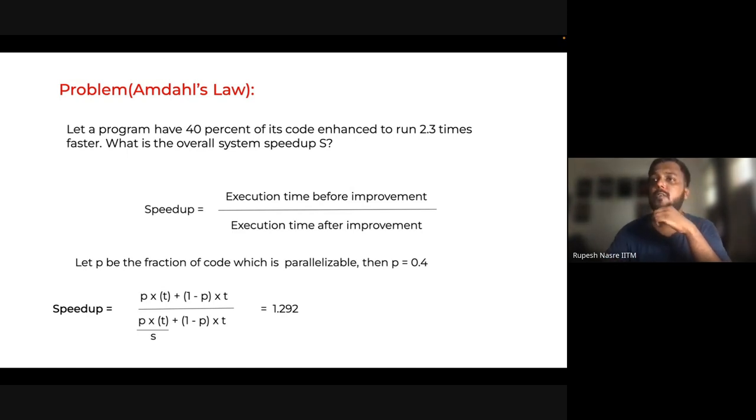Yep, exactly. What we have to do is calculate: the numerator will be the same. The denominator will be the fraction divided by the speed up of that GPU, and then again the fraction divided by the speed up. If we have n GPUs, we can do it with n. So we can generalize this with respect to n GPUs, right?